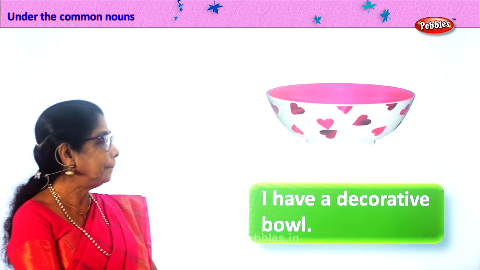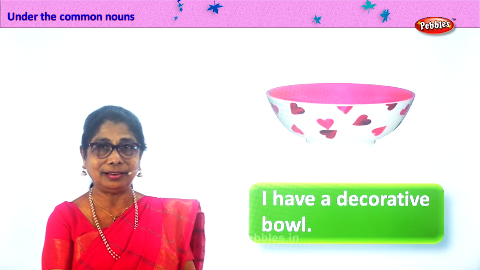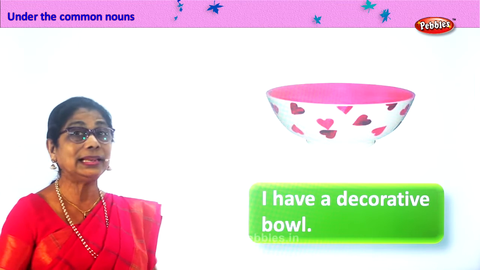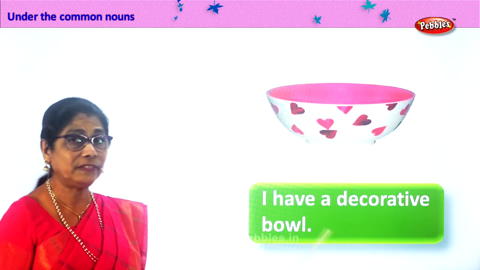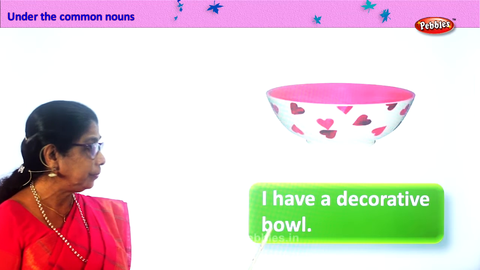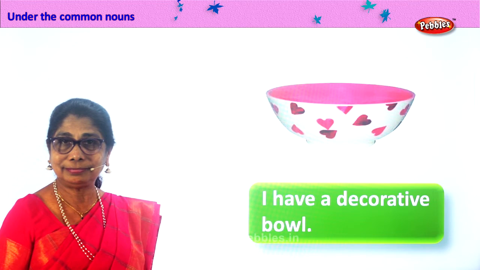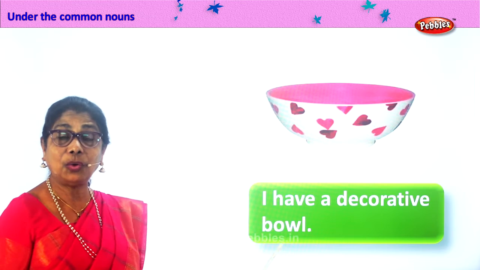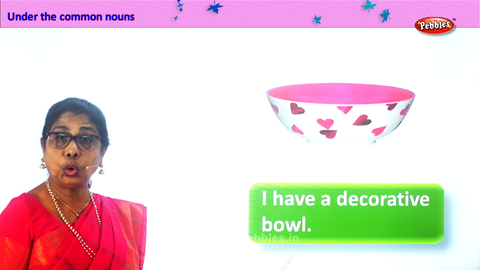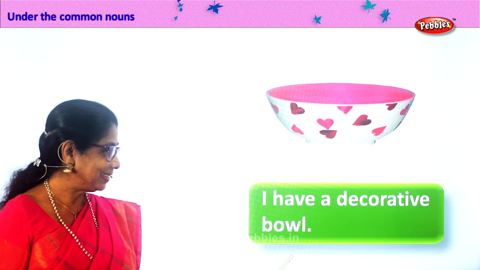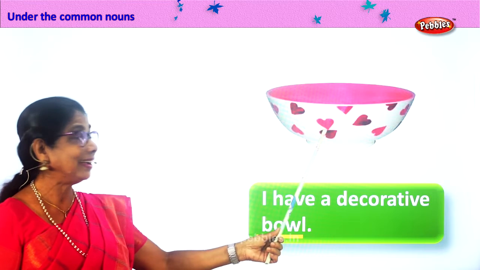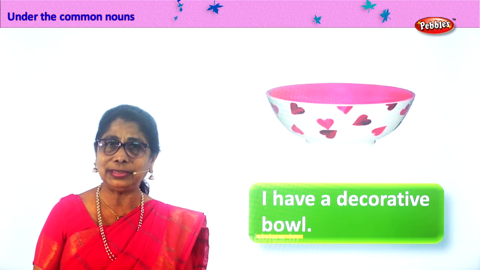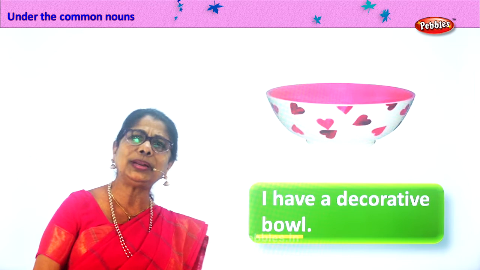Lovely bowl you have here, decorated with the hearts. Yes? Let's read the sentence. I have a decorative bowl. What is this? Bowl. Bowl is a common noun. Let us underline bowl. Good. So, decorative bowl. Bowl is a common noun. Did you enjoy doing this exercise? Let's go on to another sentence.